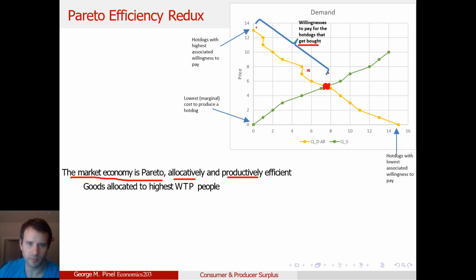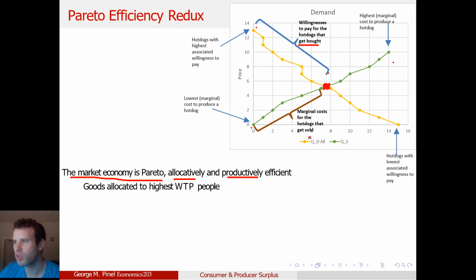Okay. Now, on the producer side of things, if you were to rank from lowest marginal cost to highest marginal cost for producing a hot dog, you'd have the lowest marginal cost down here, highest marginal cost up here. So essentially, these are the highest cost to produce hot dogs, and these are the lowest cost to produce hot dogs. Okay. The marginal cost for the hot dogs that get sold, everything to the left of the equilibrium point, they're all lower than the marginal cost for the hot dogs that don't get sold up here.